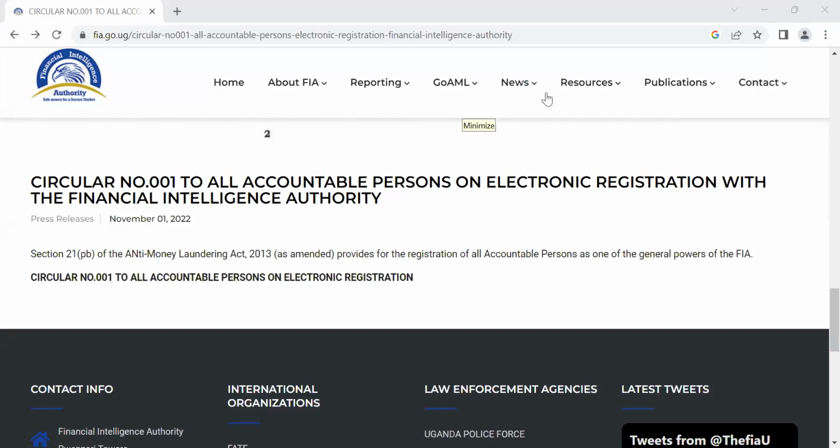Okay, requirements for registration. We shared these earlier. I'm going to share the requirements for registration on the chat.